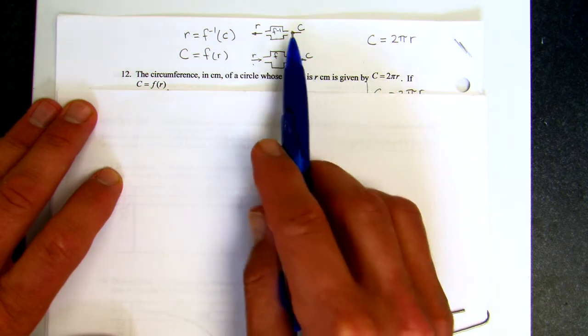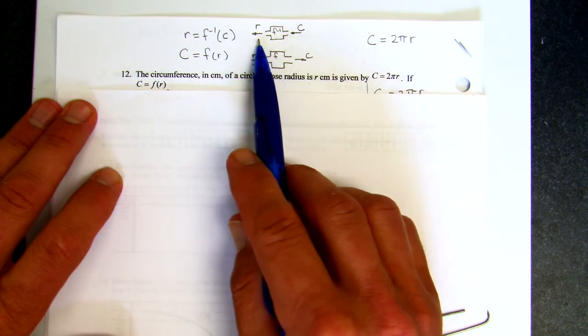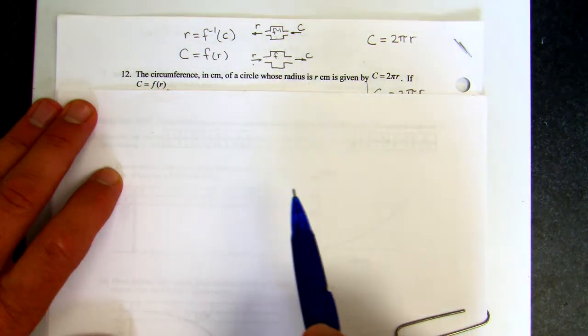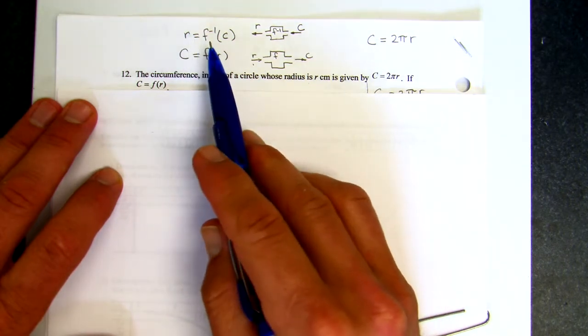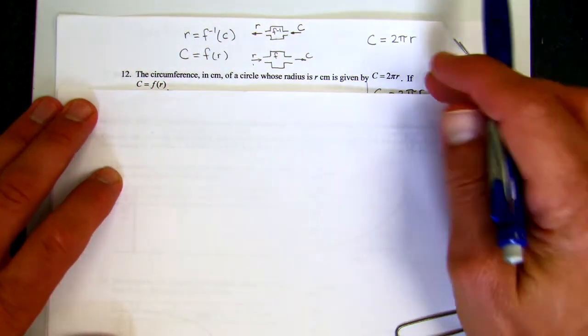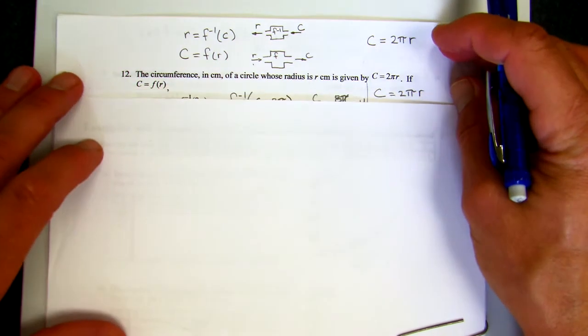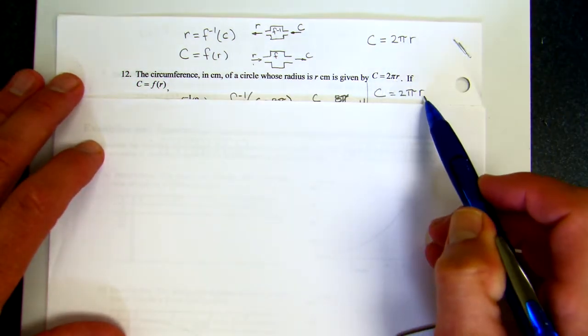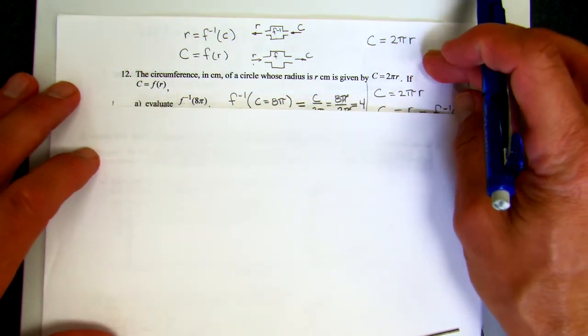So to do the inverse, we're going to put a circumference in and we'll get a radius out. It goes, switch the inputs and the outputs. Now to find out what that function is, we're going to solve for the input. So if we take the formula c equals 2 pi r, we'll solve this for r. That'll get us the inverse of the function.